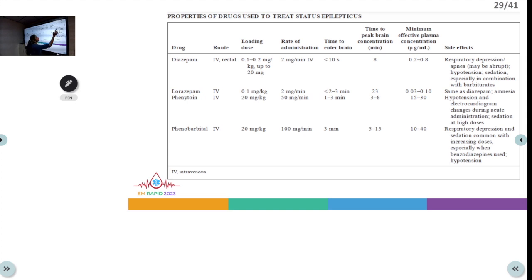Side effects of benzodiazepine are respiratory depression, risk of apnea, hypotension, and sedation if we are using it along with barbiturates. If we are giving phenytoin, there can be hypotension, ECG changes during acute administration, and sedation at high doses. And if we are giving phenobarbital, as we already discussed, there can be respiratory depression when combined with benzodiazepine, and there is risk of hypotension also.